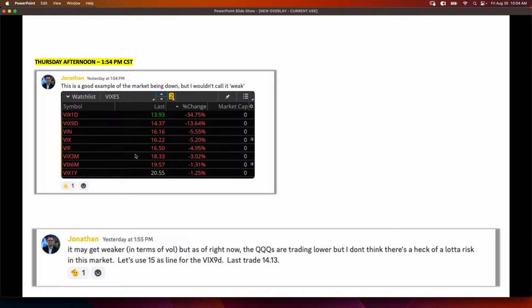and this is from yesterday. Yesterday afternoon, I sent this in Discord. I said, guys, this is a good example of the market being down, but I don't know if it's weak, right? The market was selling off yesterday, but if you look at the VIX 9D, the VIX 1 day, everything is just so weak. So what I also posted, guys, it may get weaker, but as of right now, the Qs are trading lower, but I don't think there's a heck of a lot of risk.